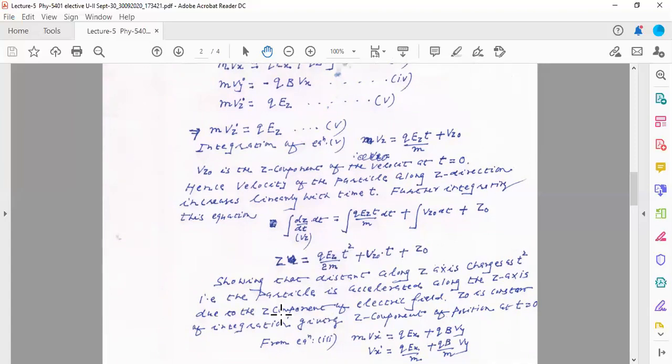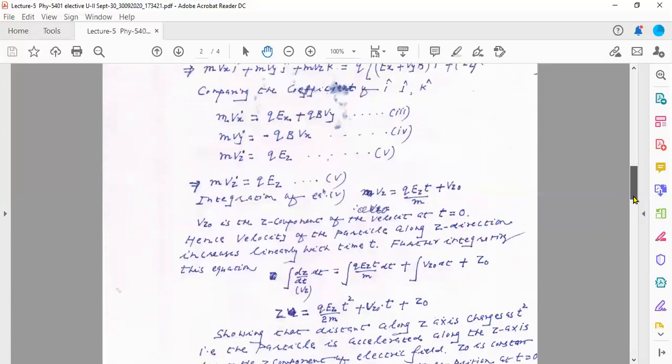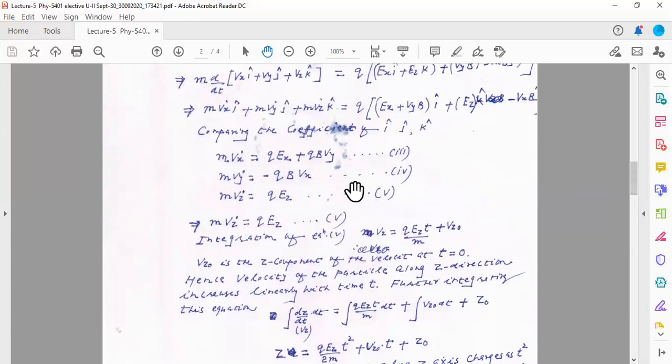Z component of the particle, I would say, at t equal to 0. And you see it is basically a constant of integration, which we have calculated at t equal to 0. Correct? Fine. Now we have equation number 3, equation number 4, equation number 5. We first considered equation number 5 because we have to study the equation of motion under the application of the electric field, and we want to see the action of the electric field.